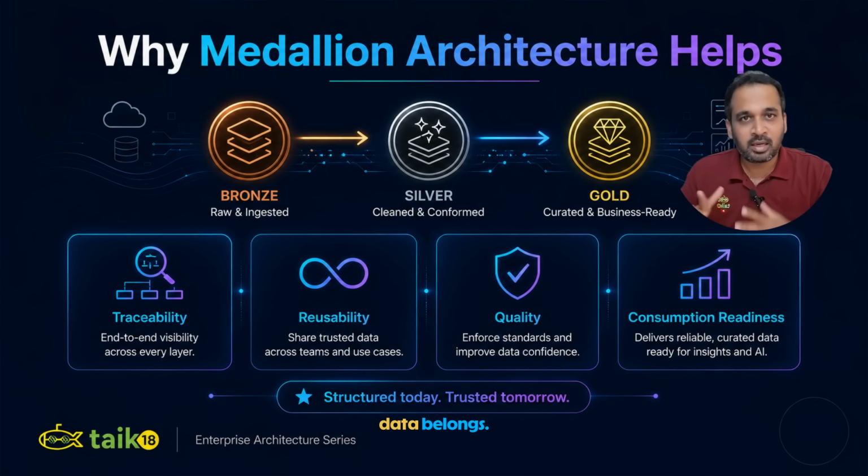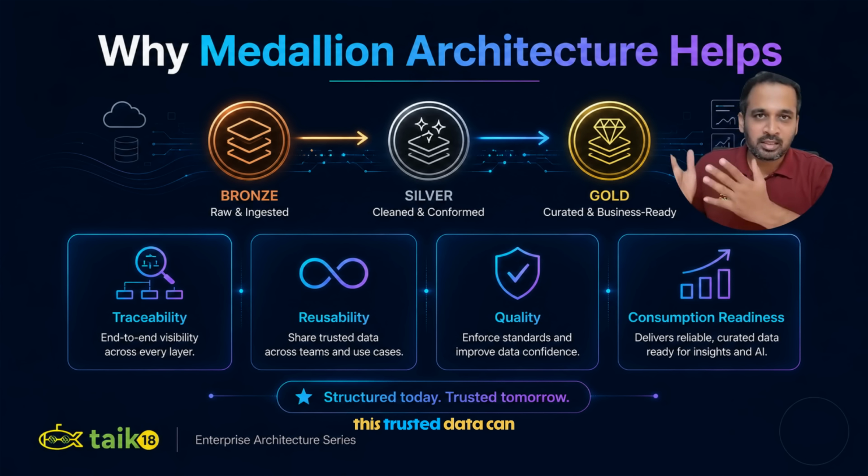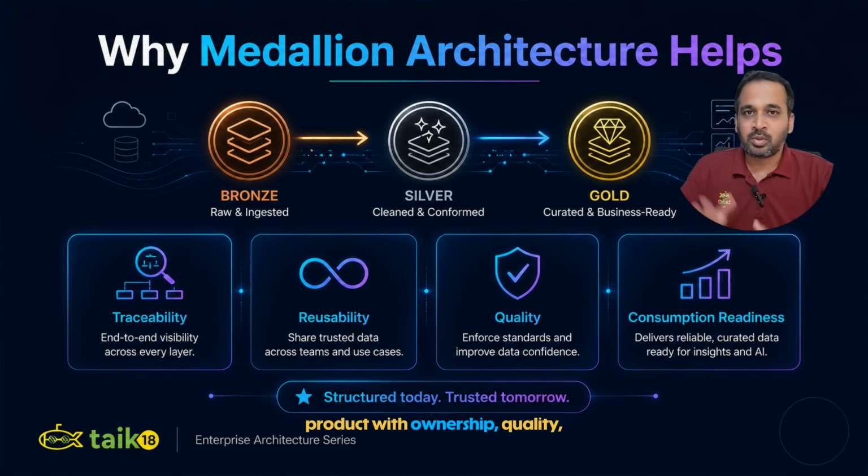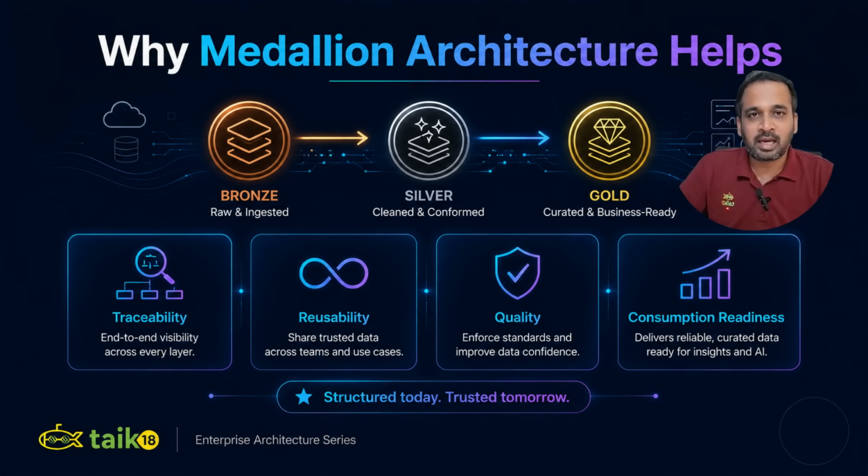Teams know where raw data belongs, they know where clean data belongs, they know where business ready data belongs. Without this structure, the platform can become a mix of random files, tables, reports, and transformations. Medallion architecture brings order to the platform. Gold layer is important, but gold layer alone is not the final answer. Beyond modern architecture, the next question is whether this trusted data can become a governed data product with ownership, quality, access rules, and reuse value. We will discuss this deeply in Module 9.